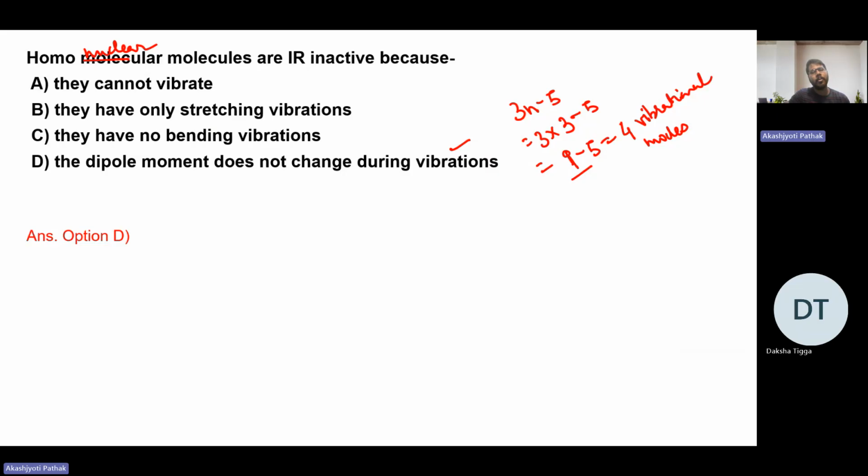So if the dipole moment changes during vibrations, then that molecule will be IR active. Otherwise, it will be IR inactive. And for a linear molecule, you need to remember this formula: the number of vibrational modes will be 3n minus 5, instead of 3n minus 6.